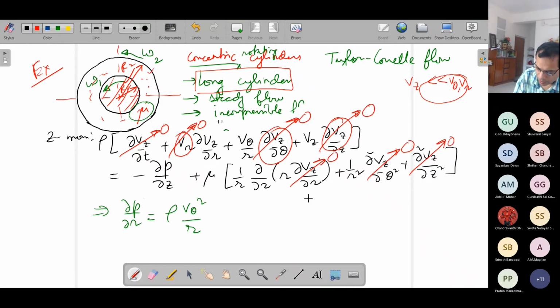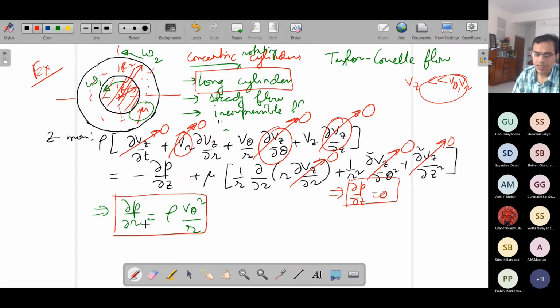So from here we can simply conclude that the pressure gradient along Z is 0. So you have two equations, one for the pressure gradient along Z, which is simply 0, and the pressure gradient along R is this. So we can actually calculate the pressure distribution along R if we know V theta. But for that we have to refer to the theta momentum equation, and that we will do next.